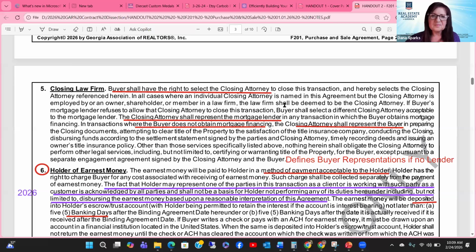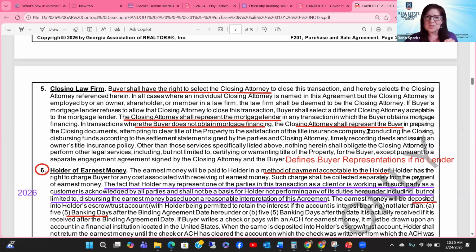I have some of it underlined for you. The closing attorney shall represent the mortgage lender. In transactions where the buyer does not obtain mortgage financing, the closing attorney shall represent the buyer. However, y'all, your buyers all of a sudden think they have legal representation if there's a dispute, right? That's what they think. There's a dispute, and they're going to now go to the closing attorney and say, you defend me to that seller because you represent me. The contract says you represent me. No, no, no. The closing attorney, no, it's a cash deal. Closing attorney shall represent the buyer, but not if there is a dispute.